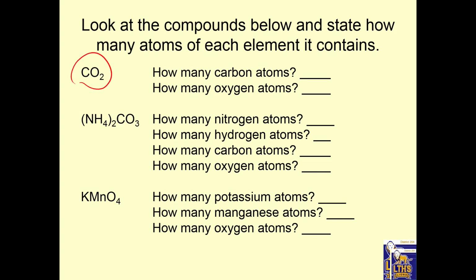This is a compound, CO2. So we saw this already. How many carbon atoms? 1. How many oxygen atoms? 2. How many nitrogen atoms? 2. Hydrogen atoms? 2. Carbon atoms? 1. Oxygen atoms? 3. So you got to be able to count these. Potassium atoms? 1. Manganese? 1. Oxygen? 4. So that tells you what the molecules are made of.